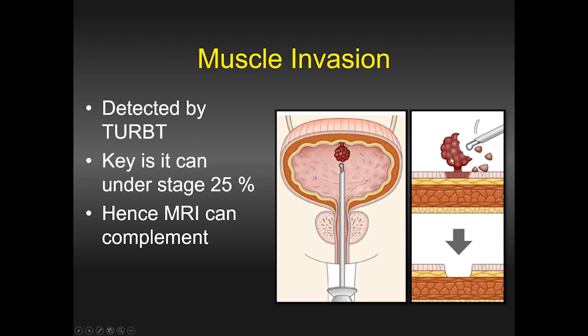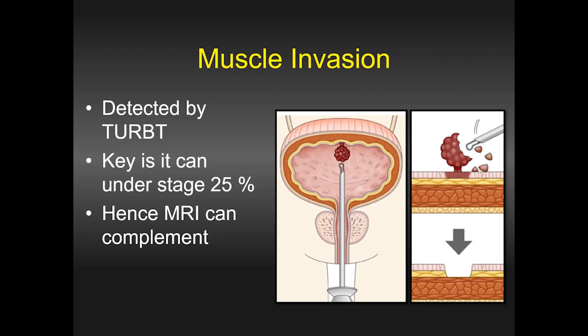So imagine if this lesion is just resected superficially and not an adequate sample of the bladder wall is taken, then it is very difficult to know if there is muscle invasion or not. Hence, MR is a very useful complement for TURBT and can provide useful information in terms of assessing muscle invasion versus not.